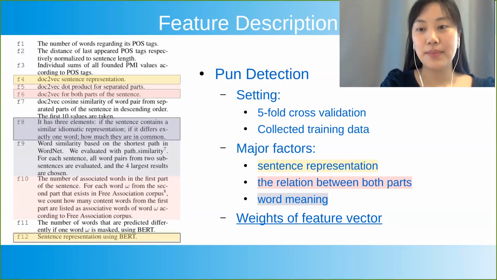Feature 8 is about the similarity to idiomatic representation. The third parameter in it is to calculate the maximum ratio of overlapping words to the word length of the found idiomatic representation. And this parameter always has the largest influence. Then comes feature 4, direct sentence representation, and sometimes feature 6, direct for both parts of the sentence.